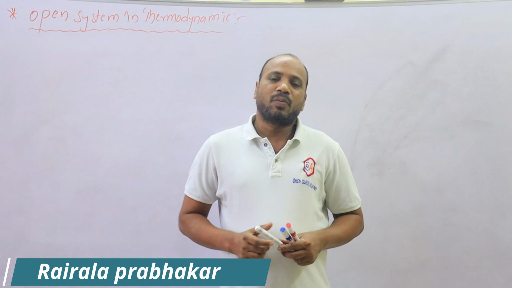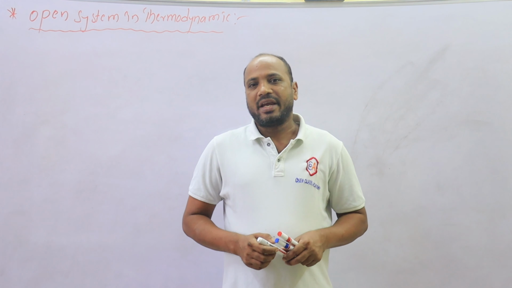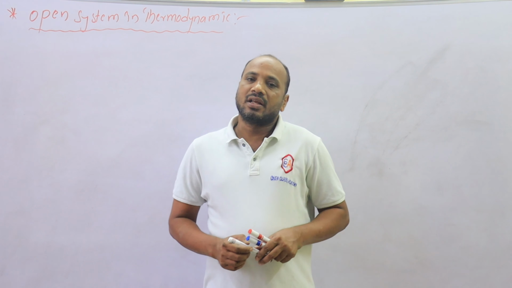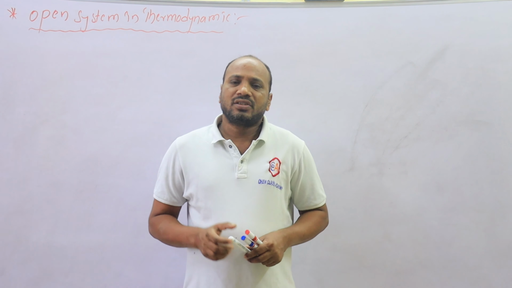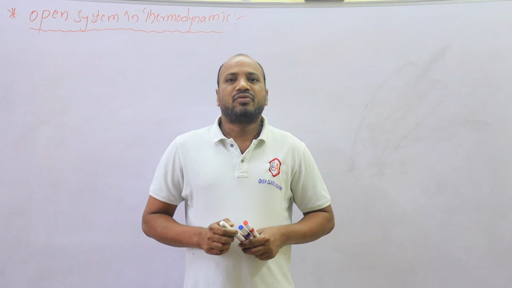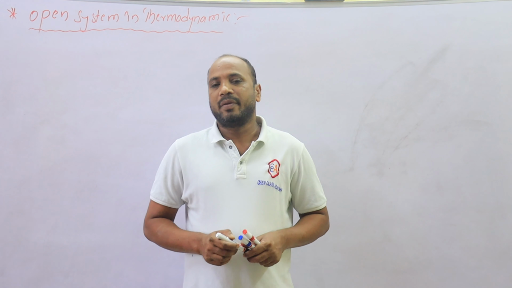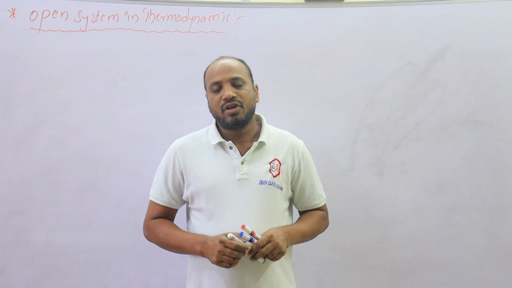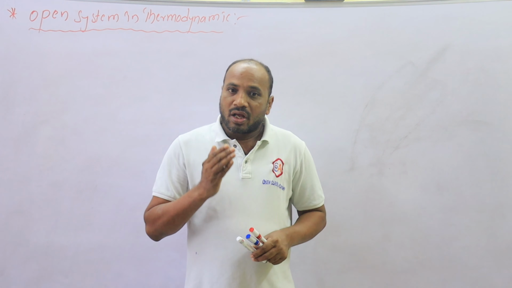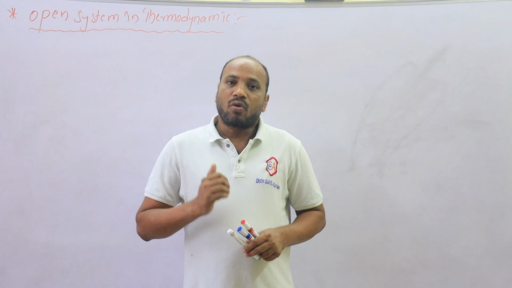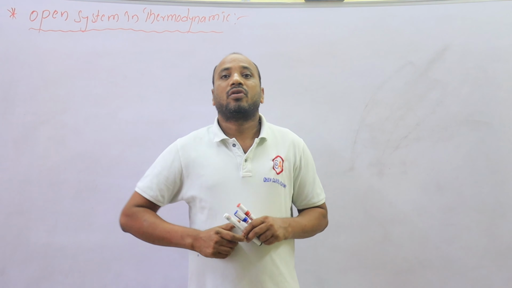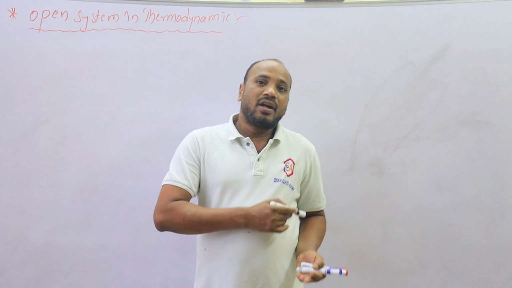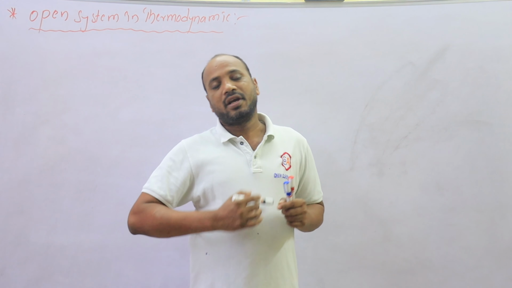Today I am going to explain open system in thermodynamics. The topic is open system in thermodynamics. Last class you learned about types of systems in thermodynamics. The system is an observable part of the universe, and the remaining part of the universe is the surroundings. So system and surroundings together make up the universe.